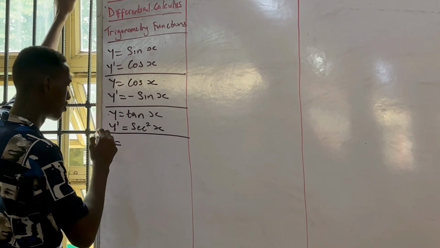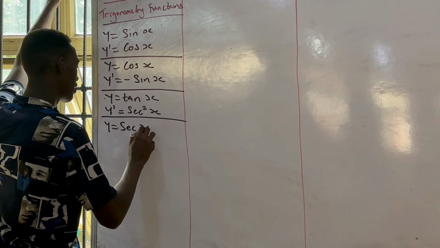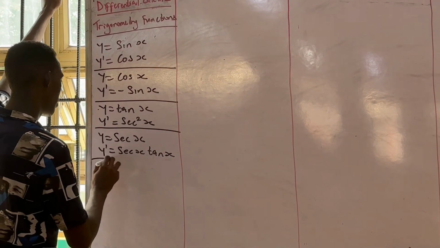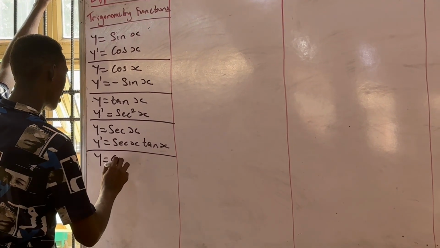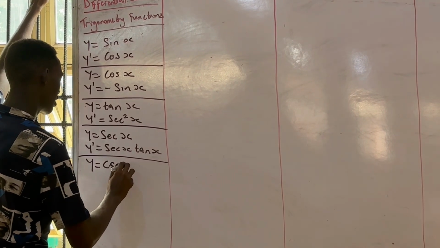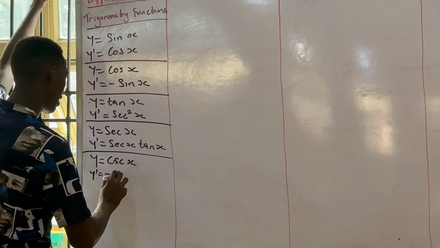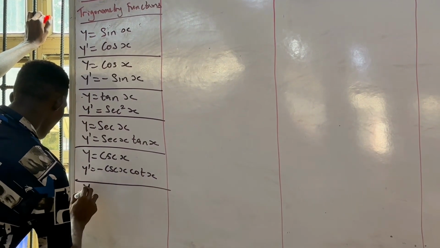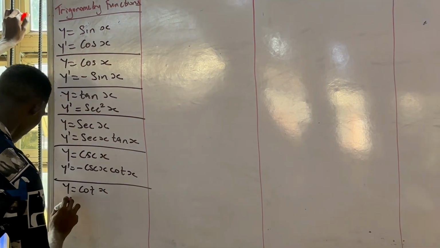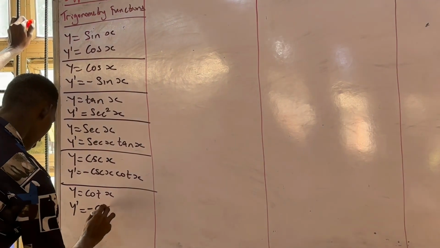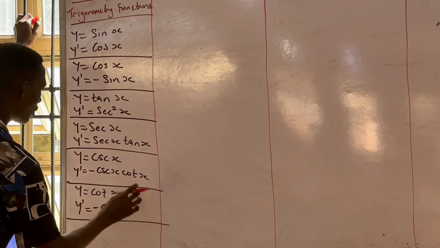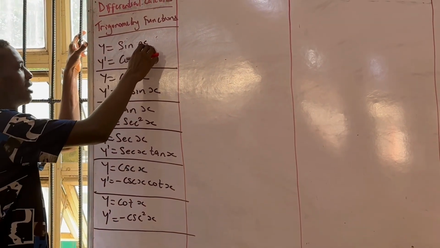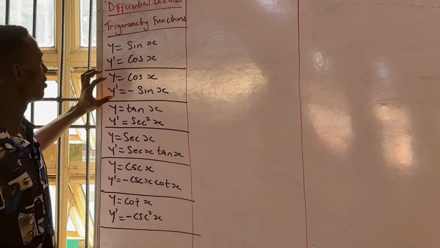If your y is equal to secant x, your y derivative is equal to secant x tan x. If your y is equal to cosec x, then your y derivative is equal to negative cosec x cotangent x. Then finally, if your y is equal to cotangent x or cot x, your y derivative is equal to minus cosec square x. So that makes five. You need to take note of these formulas, whereby if your y is equal to sine x, then your derivative is equal to cos x. If your y is equal to cos x, the derivative is equal to minus sine x, and so forth.